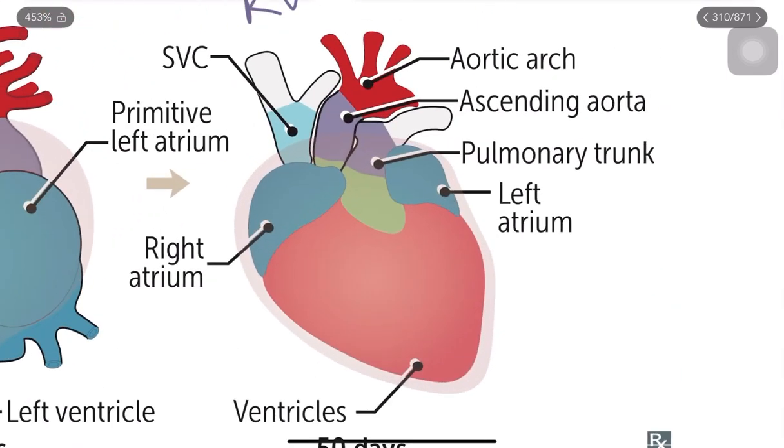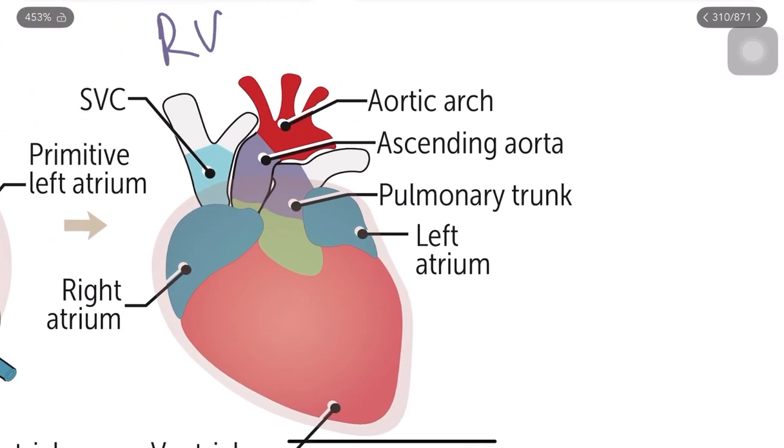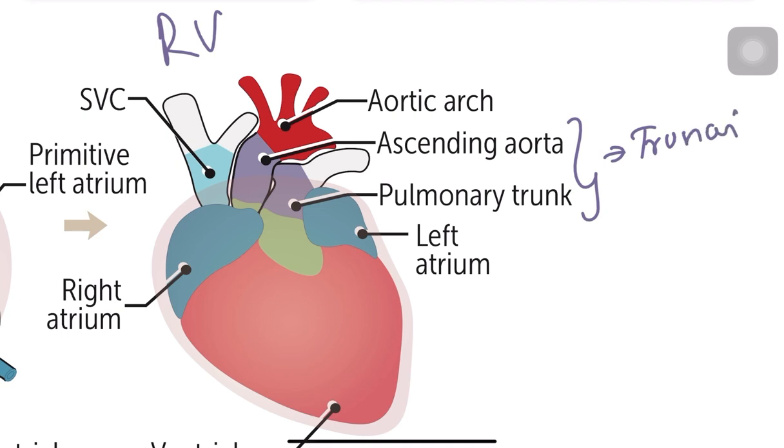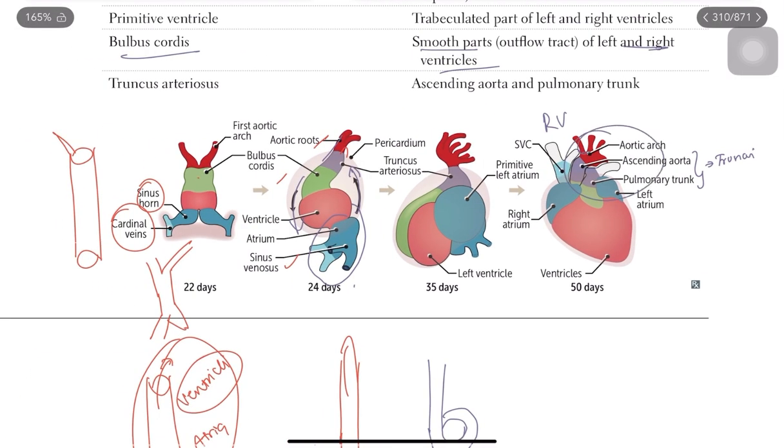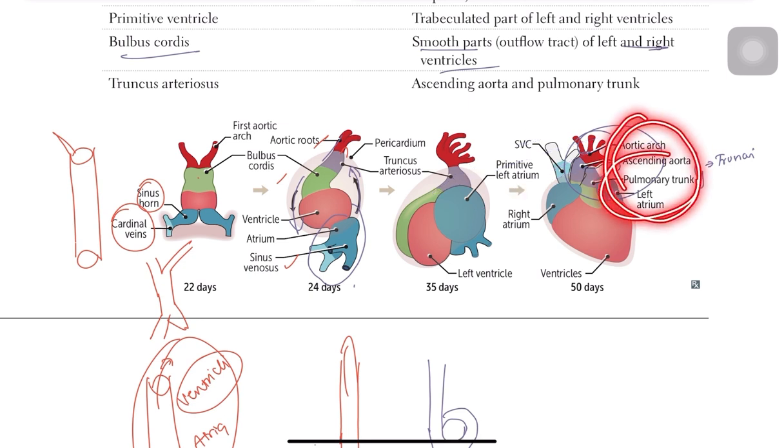See, we are coming to this structure. I'll explain this aortic, which these two are forming from the truncus arteriosus, which are your outflow tracts. Compare this with here. Compare these structures, which are your ascending aorta and pulmonary trunk, with these structures.